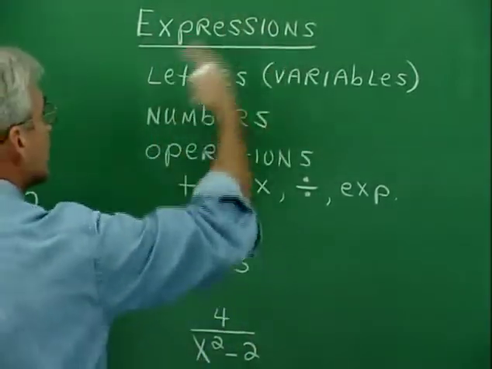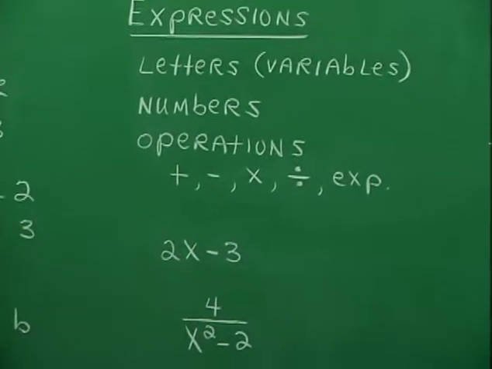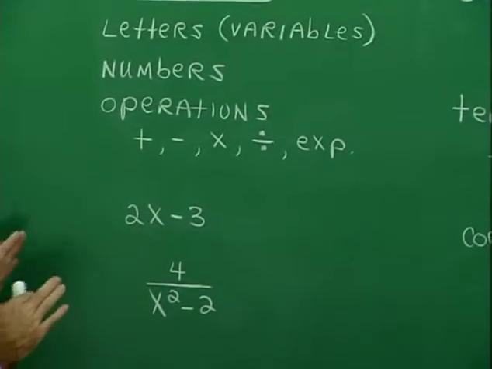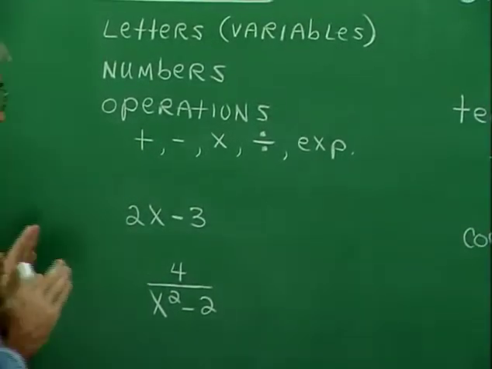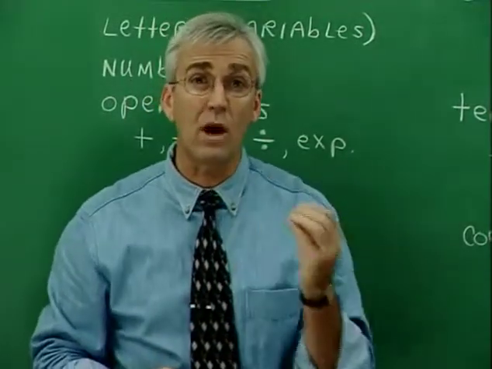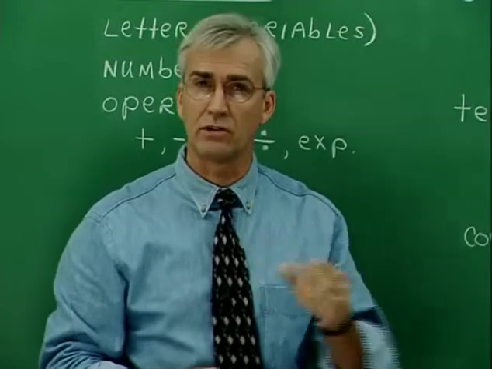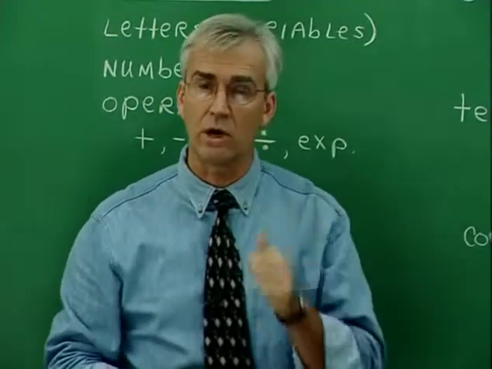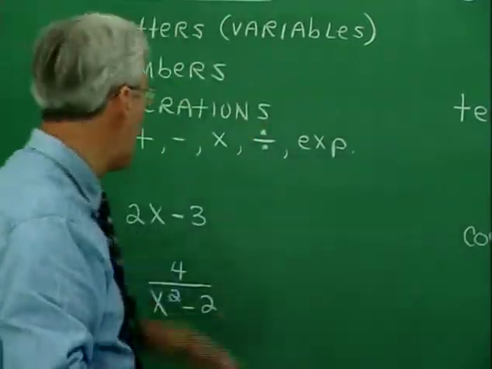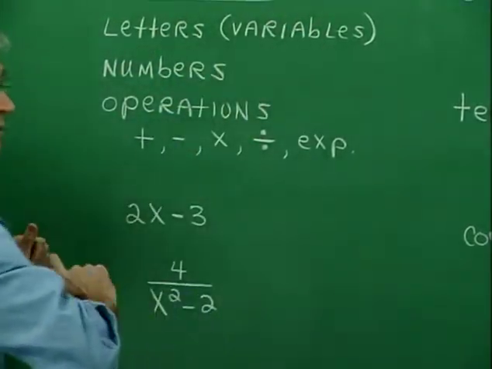But the combination of these gives us expressions, and here are a couple of examples of expressions. The prevailing characteristic here, by omission, is that we have no equal sign. We have no equation involved here. Equations are composed of expressions. So here's a building block then for equations. But expressions have this characteristic, this idea that they're composed of these items.